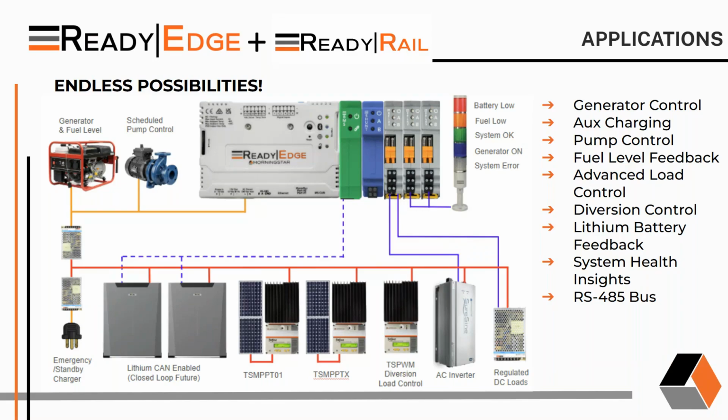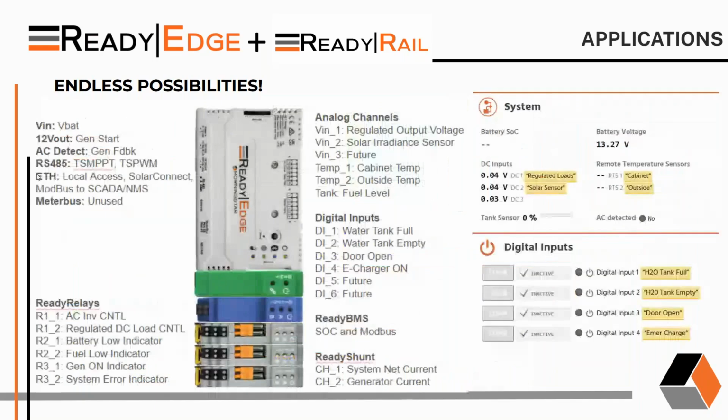So let's look at what the I/O map actually looks like for this. If this excites you, you definitely like building complex systems. In this case, in addition to all those connected products, we also have this extra I/O. The voltage inputs, we're going to watch our regulated output voltage load. We're going to add a solar irradiance sensor.